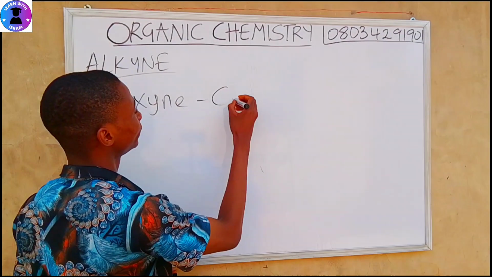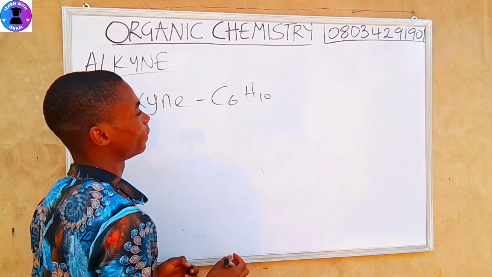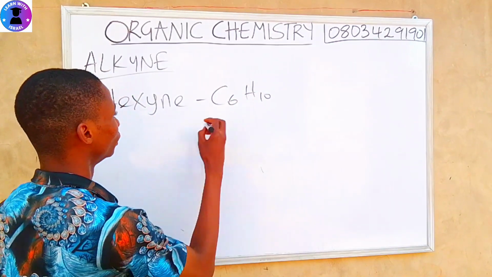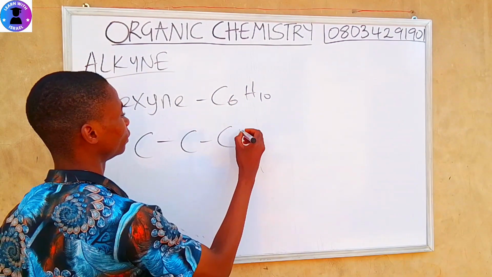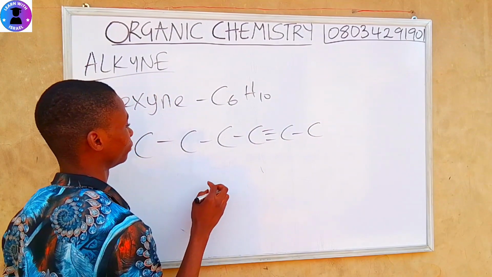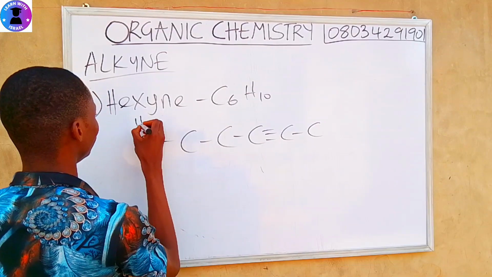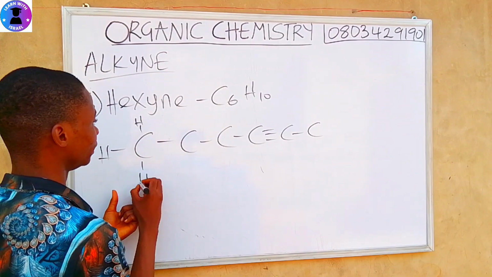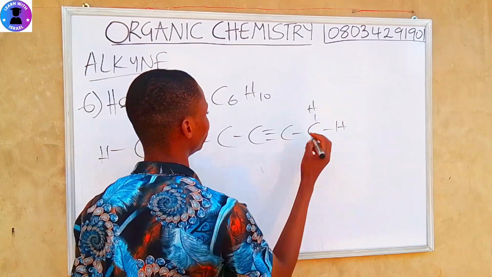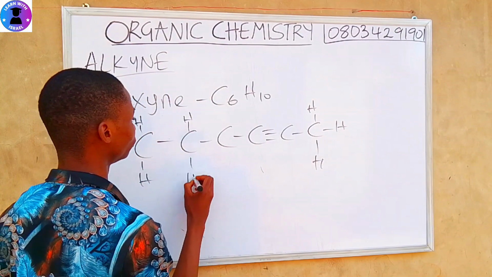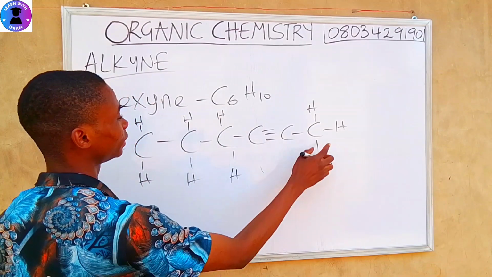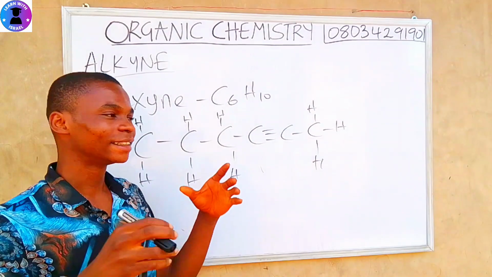Hexane is C6H10. For pentane is C5H8. So just add 1 to the carbon and 2 to the hydrogen. So 6 carbon, 1, 2, 3, 4, 5, 6. So don't forget 3 will be attached here. 3 will also be attached here. 1, 2, another hydrogen here. So 1, 2, 3, 4, 5, 6, 7, 8, 9, 10. You can see it is simple.